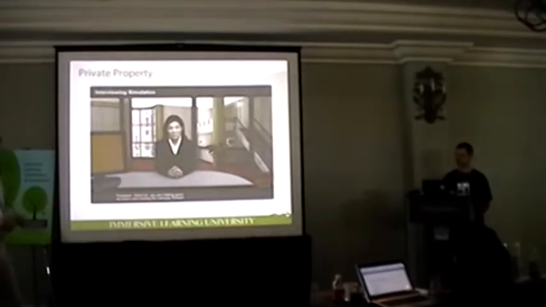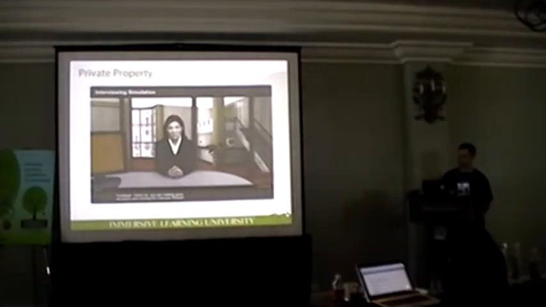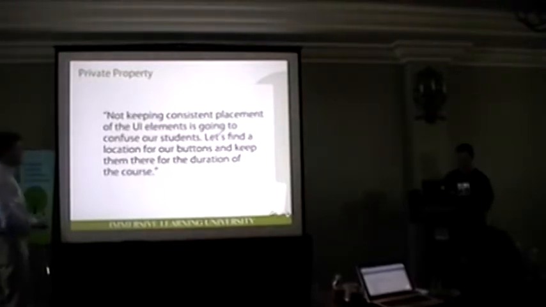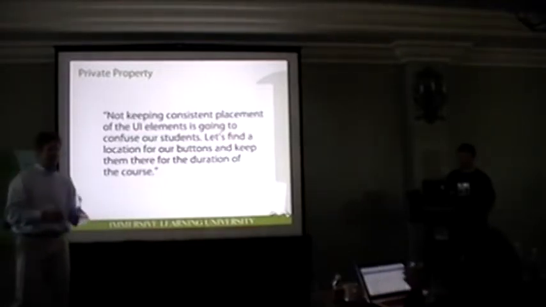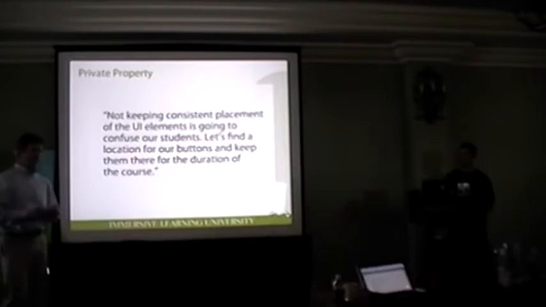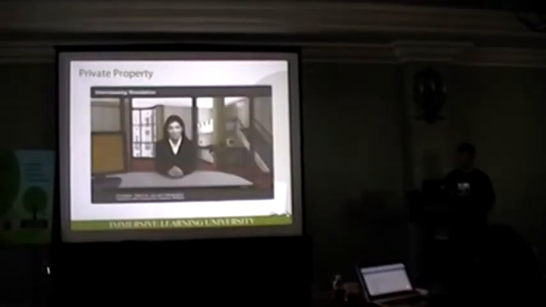So how would we communicate this to ourselves, to our teammate? We might say something like this: not keeping consistent placement of the UI elements is going to confuse our students. Let's find a location for our buttons and keep them there for the duration of the course. Okay? You've taken the ambiguity out of your statement, you've told them what the problem is and what the solution is, and you're well on your way to a better course.